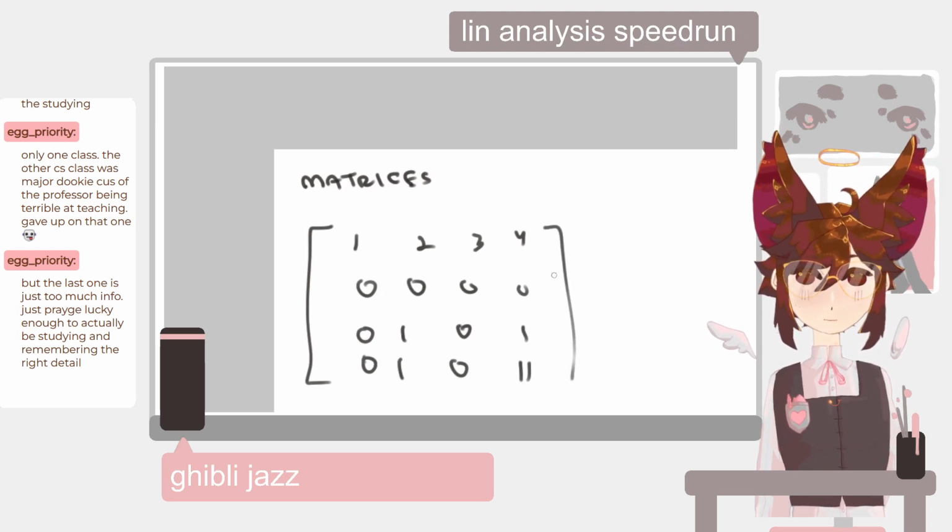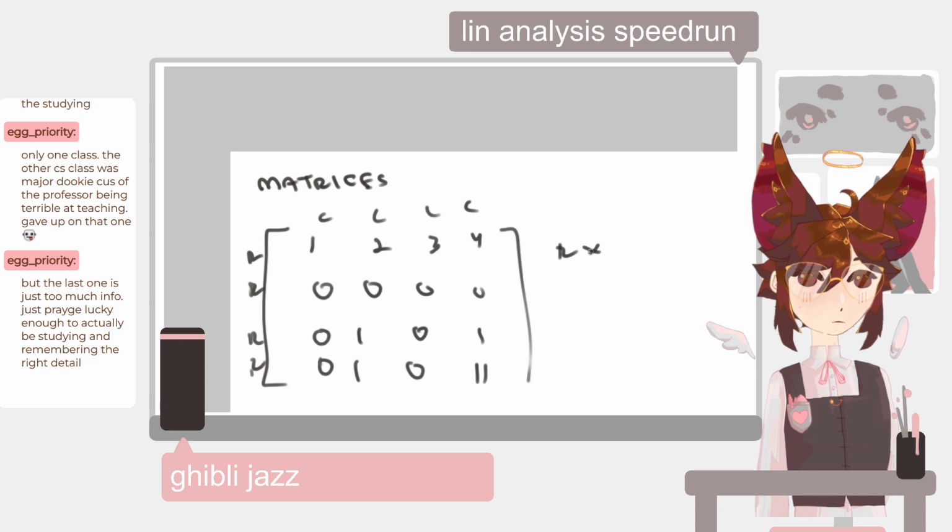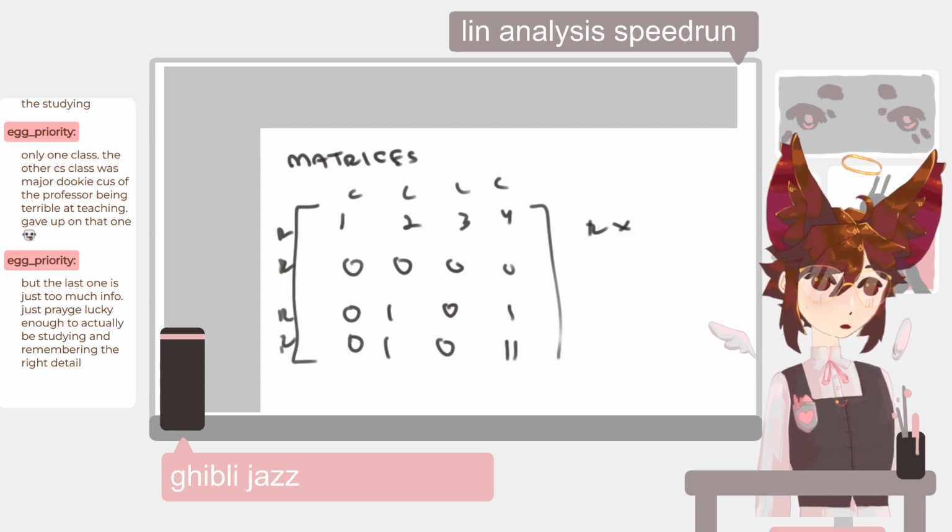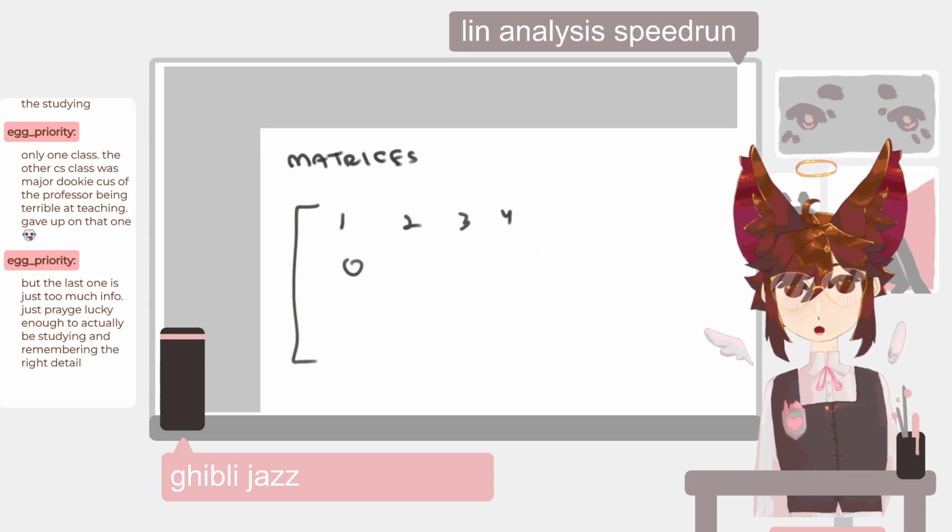You got row, row, row, row, column, column, column, column. You write matrices row by column, okay? Number of rows by number of columns. You can do lots of stuff to matrices.